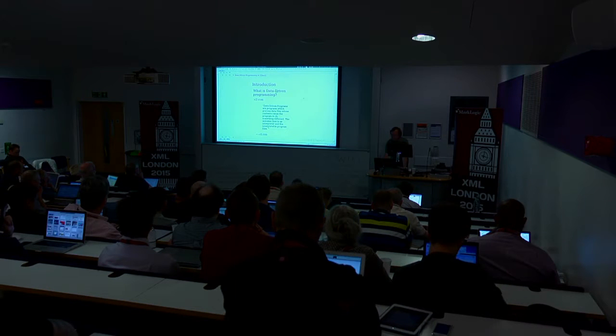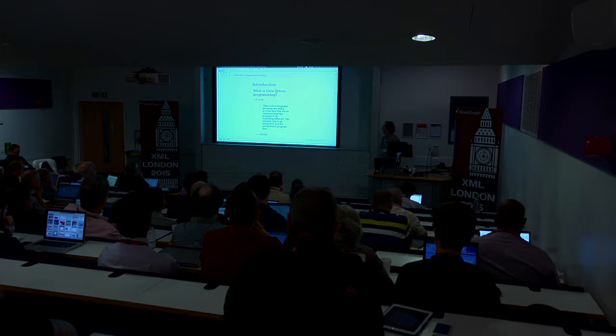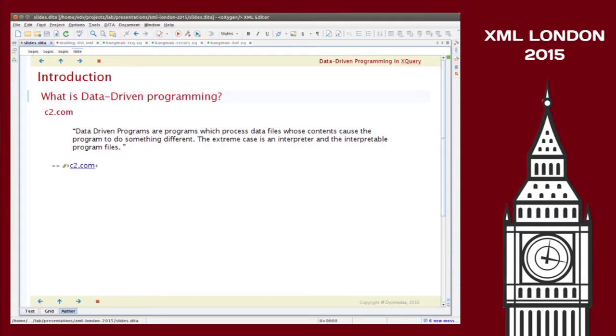And then there is a very old site, but which I find very interesting, which is called c2.com. c2.com is the ancestor of all wikis, I would say. And you have some good stuff in it. It says, for instance, this one, that data-driven programs are programs which process data files which contain code to do different things. And it gives an interesting example. The extreme case is an interpreter and the interpretable program files.